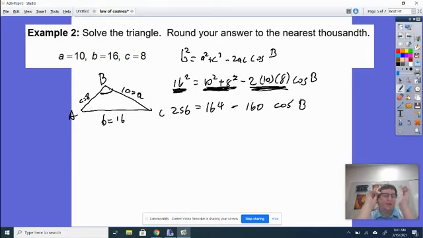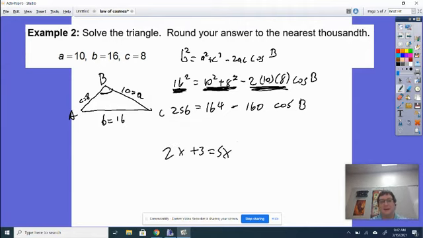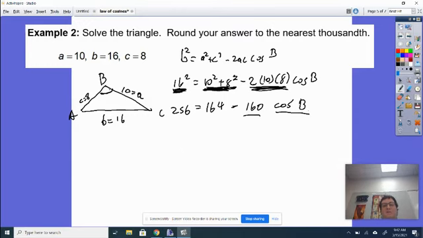Now here's the most common mistake I see, and it's wrong. Please don't do it. Students want to subtract 164 and 160. You cannot do that. That would be like saying 2x plus 3 is 5x, and that is not okay. Please do not do that. This 160 over here has a variable attached to it. You cannot combine those.